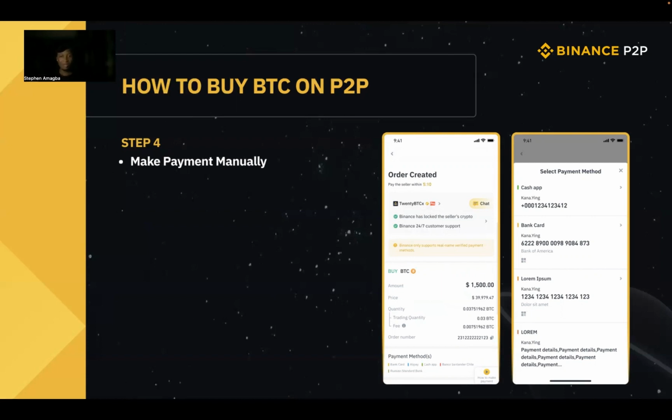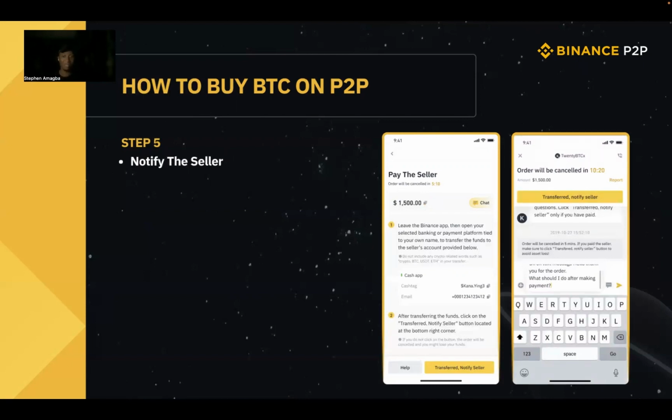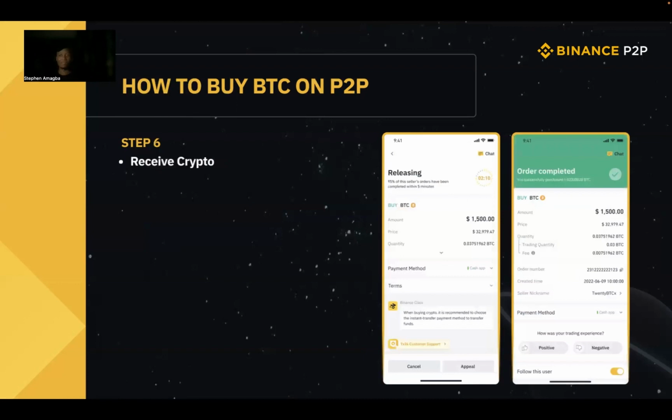So what you need to do is go over and make the payment. You see the seller's payment options and you go ahead and make the payments. After making the payments, you notify the seller. Make sure you have made the payments. What you're going to do is press transfer, notify seller, and the system is going to notify the seller that your buyer has made the payment, confirm the payment, and then release the crypto. If the seller goes ahead and confirms the payment, you're going to receive your crypto. They're going to release your crypto, and it's going to come into your funding wallet.